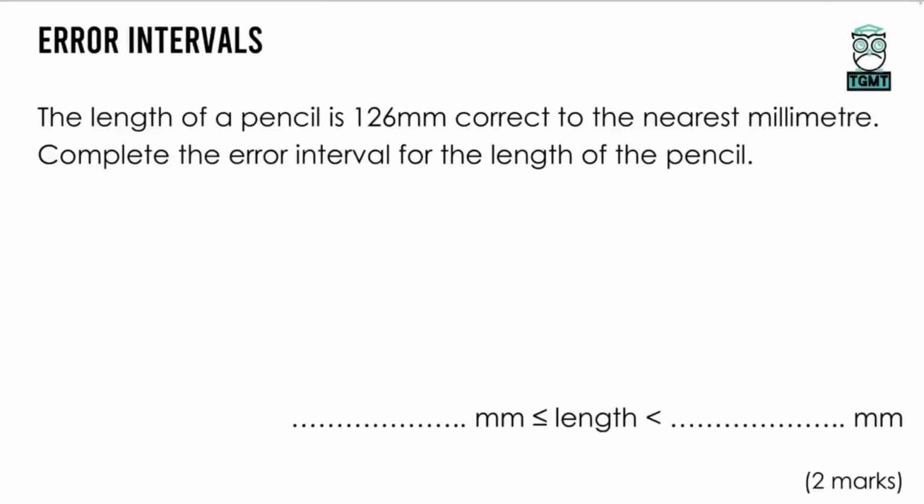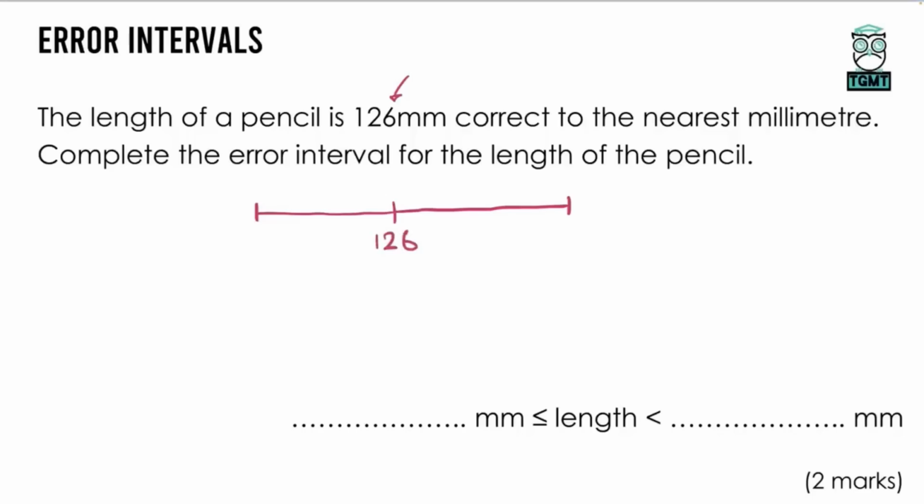Now this question, we are looking at an error interval. It says the length of a pencil is 126 millimeters, correct to the nearest millimeter. So the first millimeter is this units here, the 6, so it's correct to that 6. So it's 126, but it could be point something, it could be just below. Now this asks us to write down the error interval. Now it can help to draw a little number line here, but to get the upper bound, the number on the right, we actually have a nice or relatively easy process to get that.